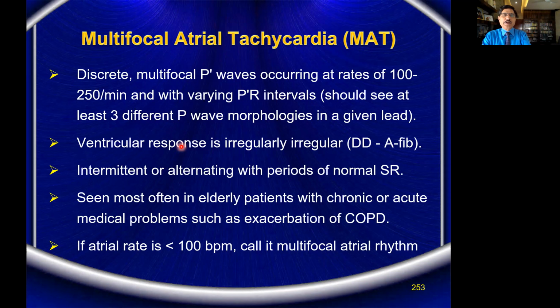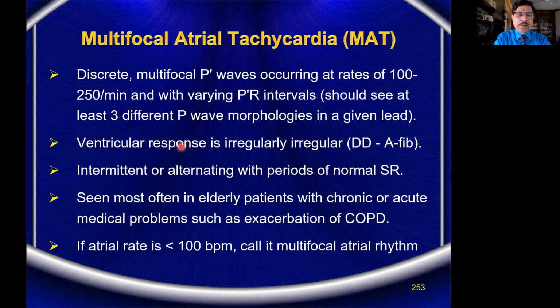Whereas in atrial fibrillation, we don't generally see such normal rhythm, because the atria inherently lose their ability to fire from the sinus node, and then the normal sinus rhythm will not be seen. That is another difference. This is seen most often in elderly patients with acute or chronic medical problems like COPD, where the right atrium is very excitable. The right atrial hypertrophy, right atrial electrical activity is highly excitable.